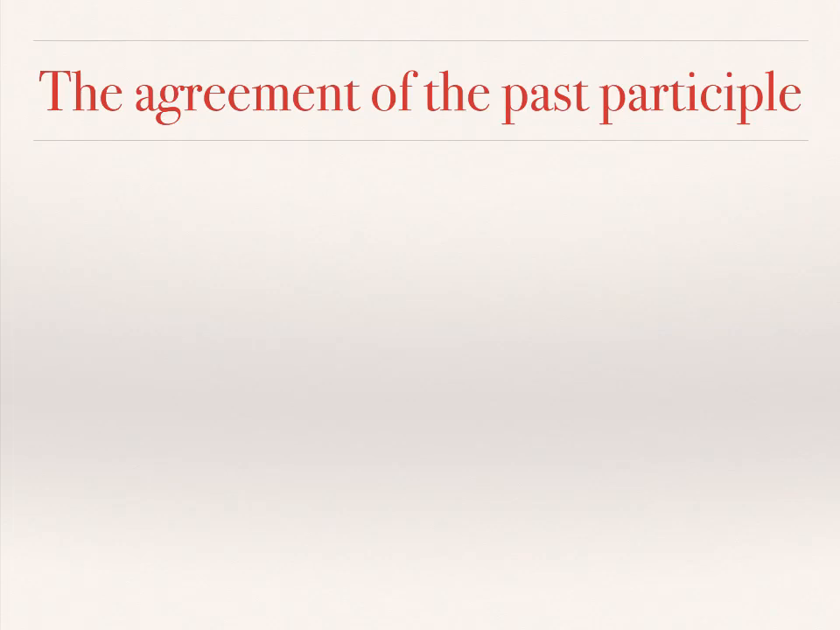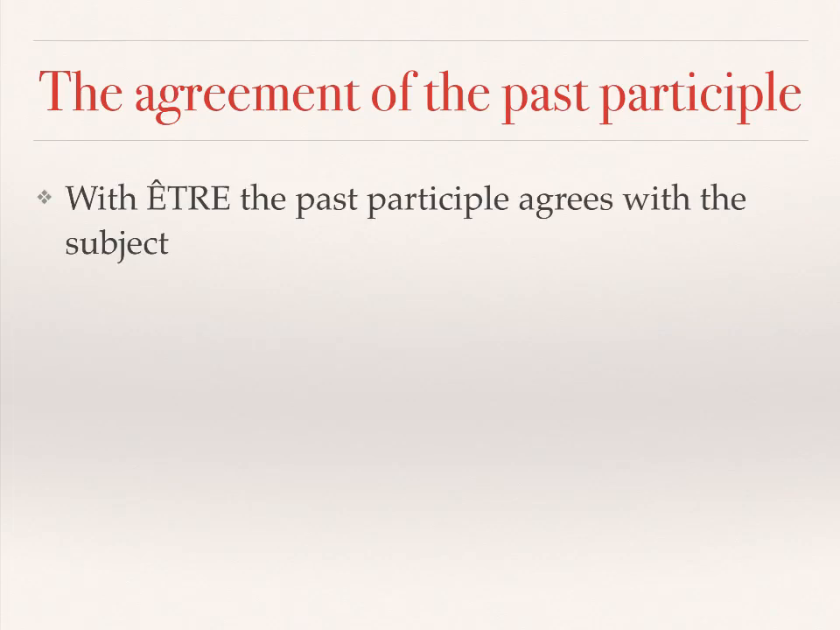So the agreement of the past participle in the passé composé, you remember we said there are two auxiliary verbs. The first one is être, and when we use the auxiliary verb être, the past participle agrees with the subject. Such as in this example, elle est partie. I have an E at the end of my past participle because the subject is elle.